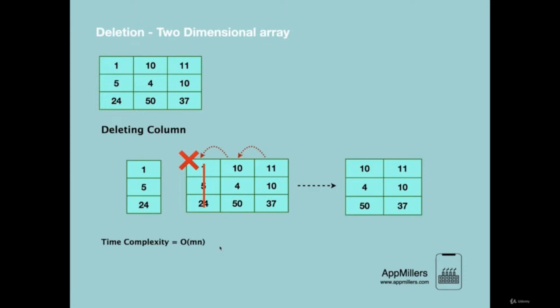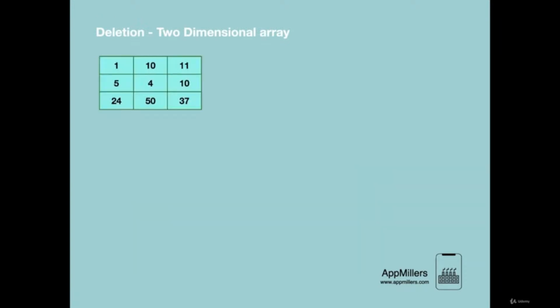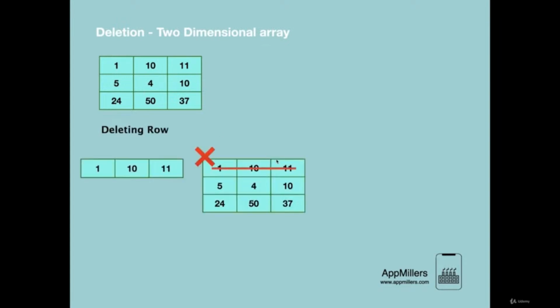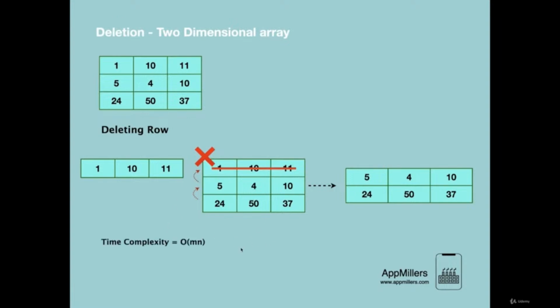Now let's see how we can delete a row from a two-dimensional array. Let's say we have an array like this, and we want to delete the first row from this array. In this case, what will happen? When we delete the first row from a two-dimensional array, the second row will move to the place of the first row, the third row will move to the place of the second row, and it will continue like this. As you see, this is also a very time-consuming process because every time we have to move the rest of the rows one row up. So the time complexity for this operation also will be O(MN) time complexity.